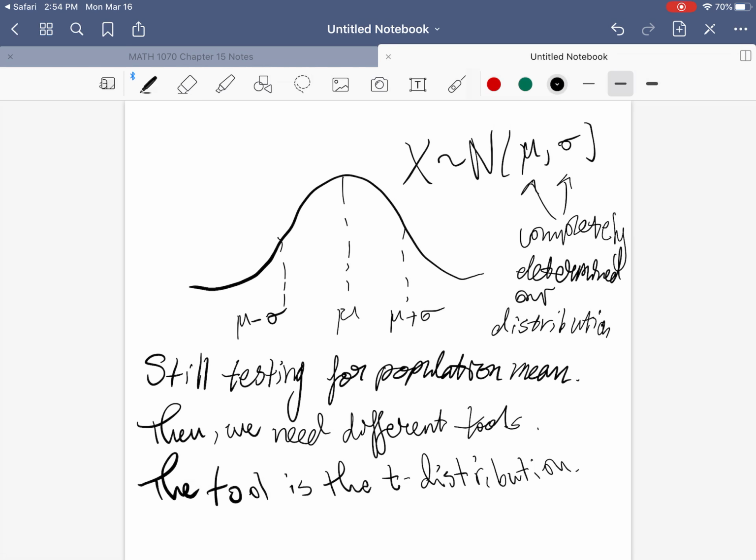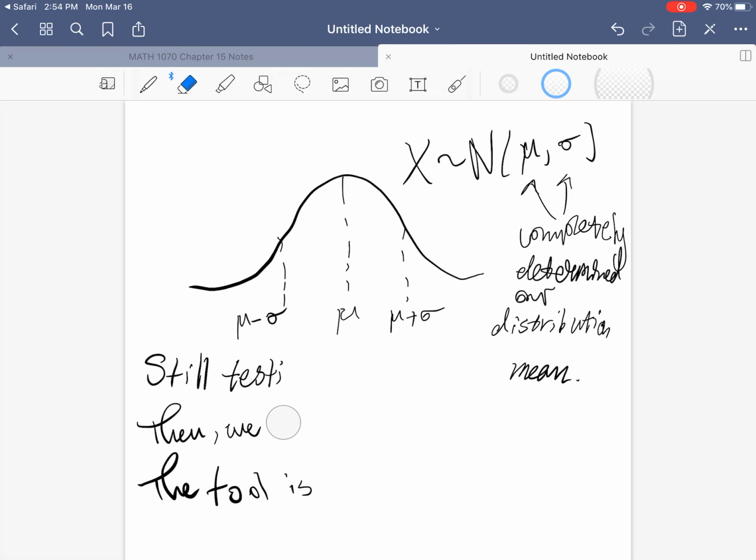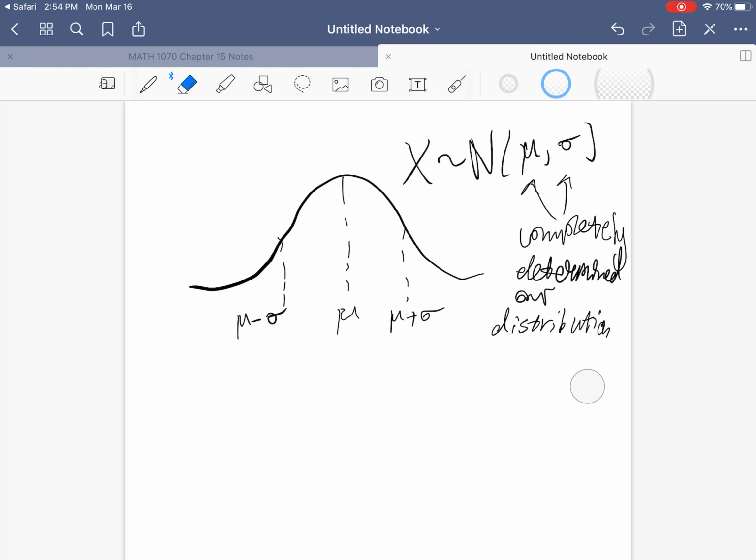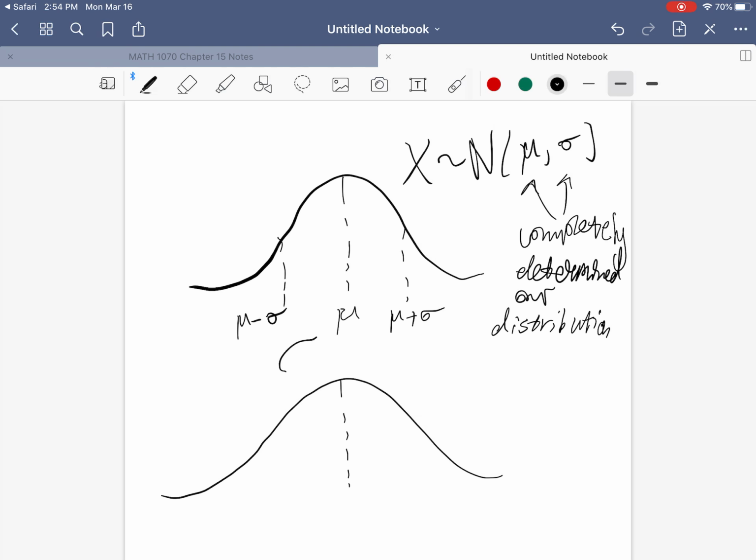This t-distribution is going to look a lot like the normal distribution. It actually looks so much like the normal distribution. But the normal is centered at mu, which is why means are so important, because the normal distribution is determined by the mean and the standard deviation.